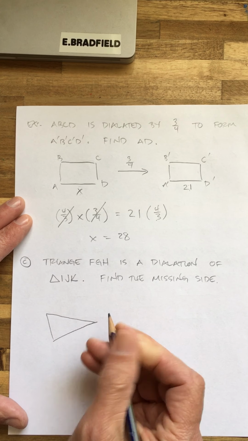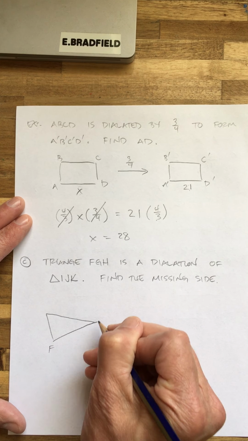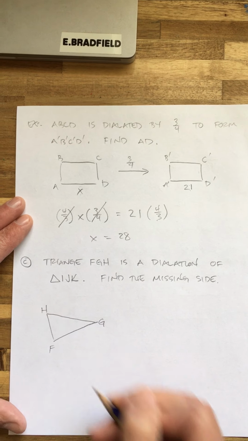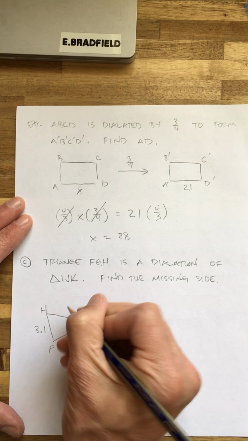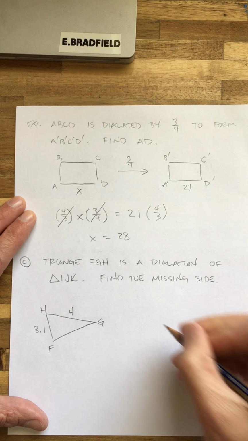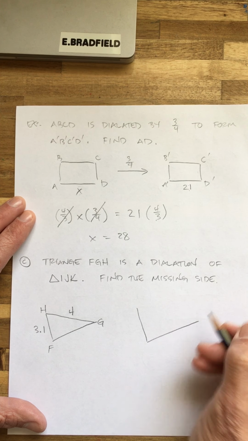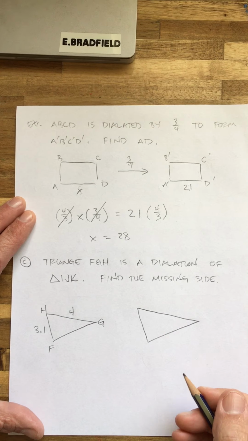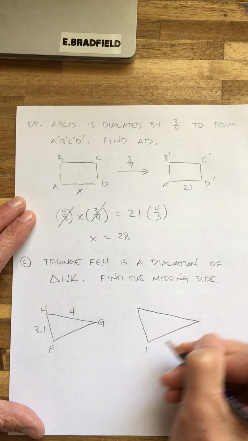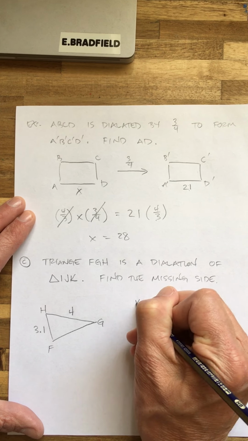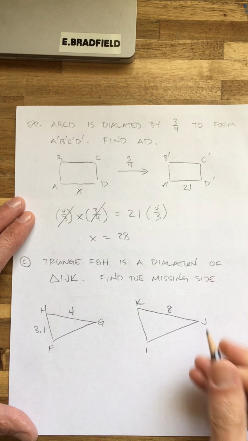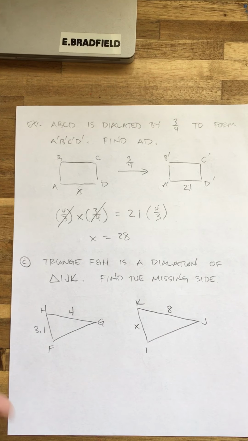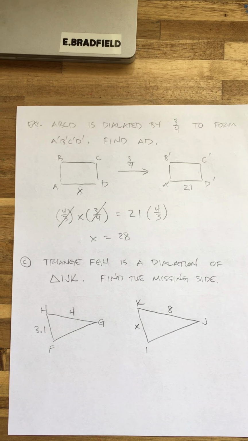All right, so I'll go ahead and draw my triangle here. Here's my triangle. This is F, G, H. And I know that this side is 3.1 and this side is 4. And then I have a new triangle here, and the new triangle is I, J, K. And I know that this side is 8, but this side is the missing side. That's the one we want.